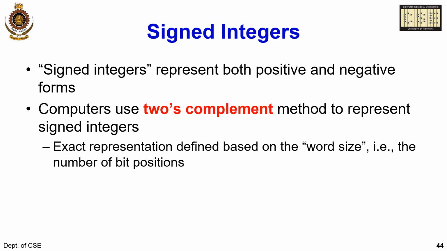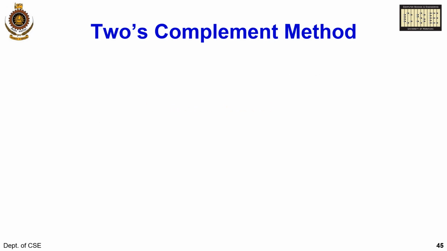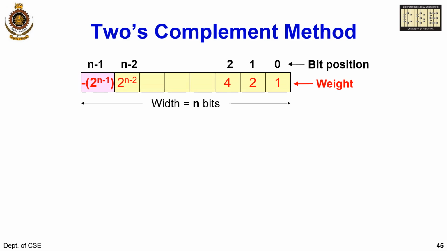There are several ways of representing signed integers, and the exact definitions are actually based on the word size or the number of bit positions. In the next few slides, we will try to understand what the 2's complement method is and how to use it. Here are the positional values of bits in the 2's complement method.